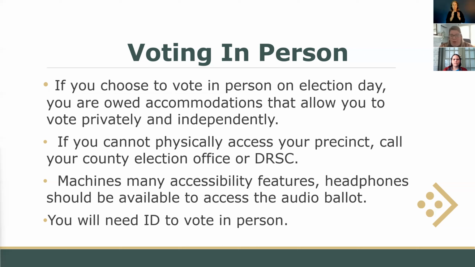Things like headphones should be available to access an audio ballot. There's an input for a sip and puff switch. There's a braille embossed controller. You can make adjustments for contrast if you have a visual disability. And the people who are working should be able to tell you about them. If you have headphones that you prefer, you should be able to have those and use them with the machines.